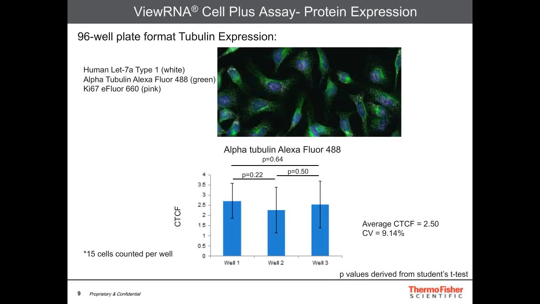If we look at assay performance for protein expression shown in green here, this is looking at alpha-tubulin expression and again doing a corrected total cell fluorescence for alpha-tubulin across wells where we've counted multiple cells. We see that there is not a statistical difference between the average CTCF between wells, and this is looking at groups of cells. So the assay is performing quite well across different wells when done in replicate.